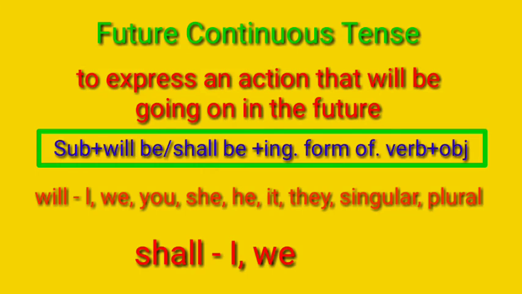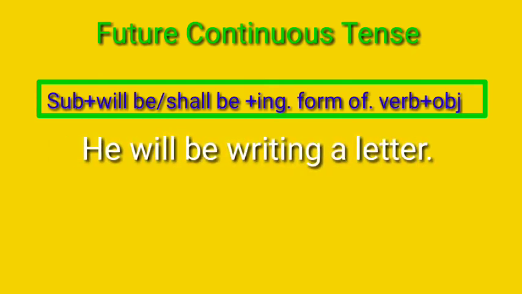Okay. Let us take one example. He will be writing a letter. Okay. What is the meaning? The meaning is he will be writing a letter. That means in the future he will be writing a letter, not in the past or not at the present. It will happen or it will be continuing in the future. Okay. Will be is here and ing form of the verb is here. So we can say this is future continuous tense.